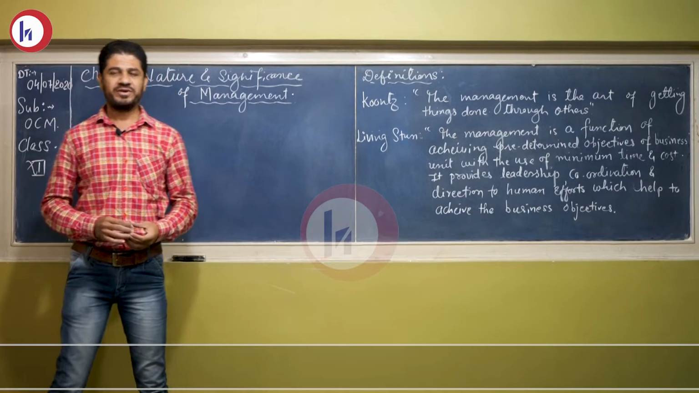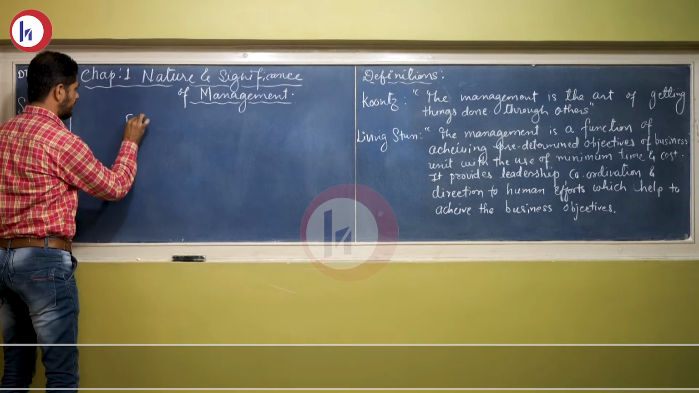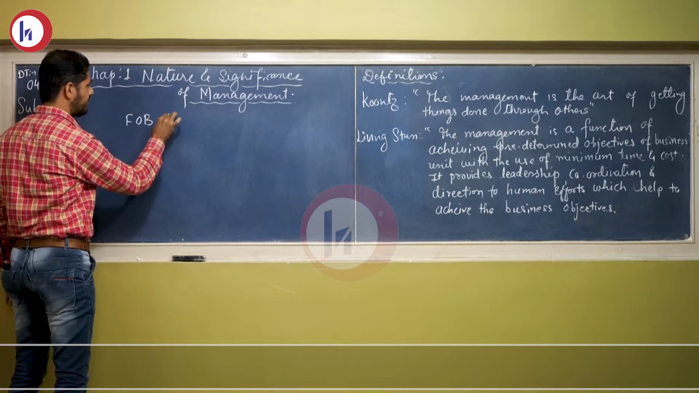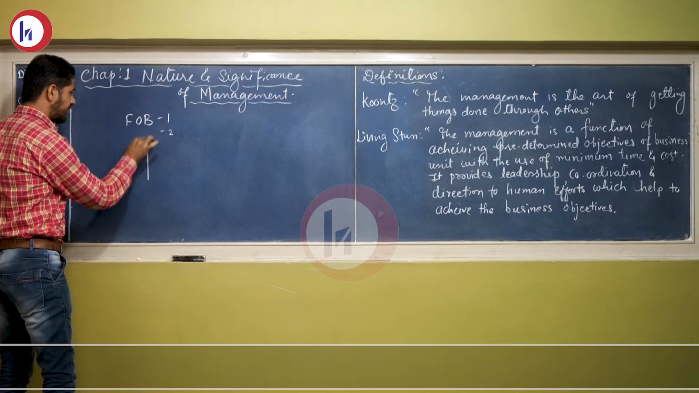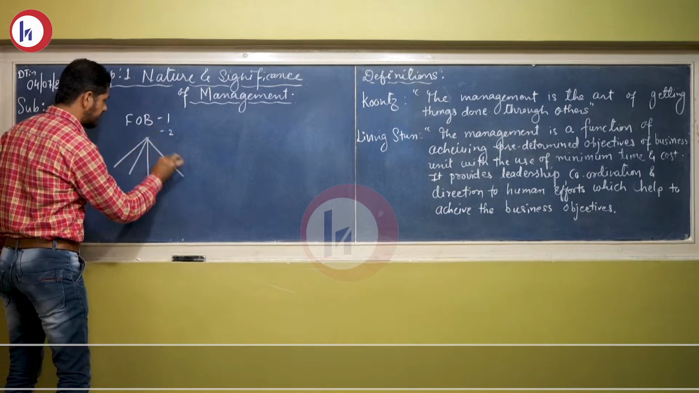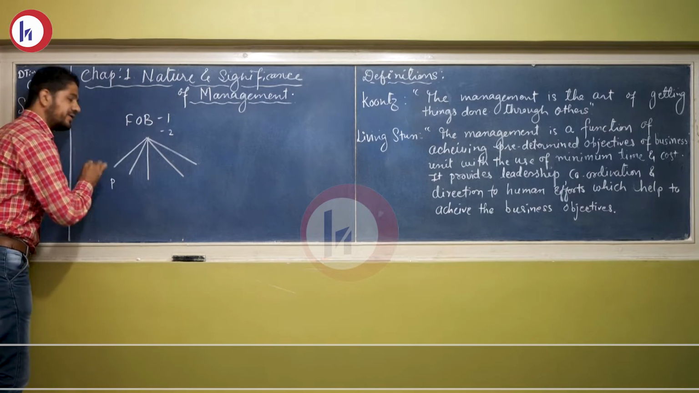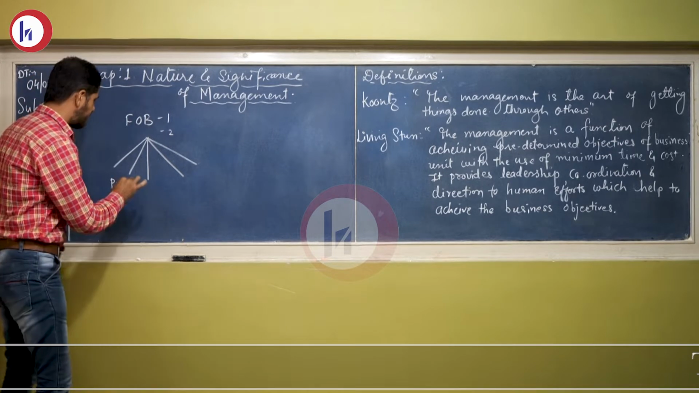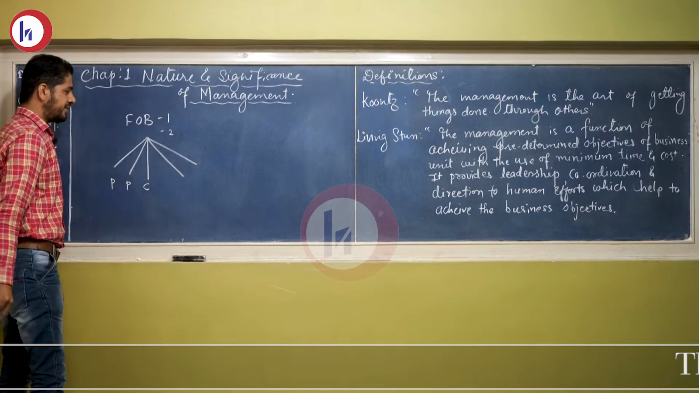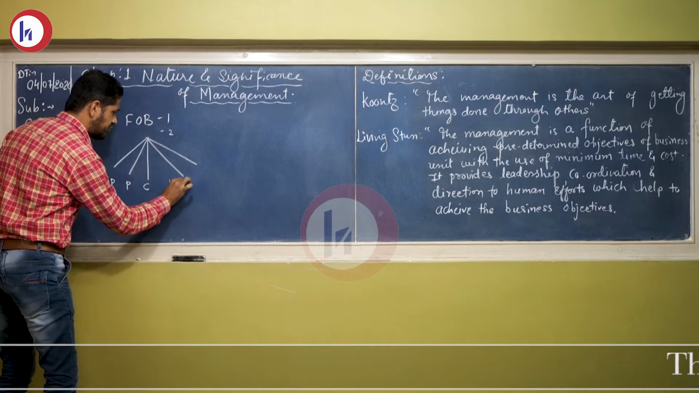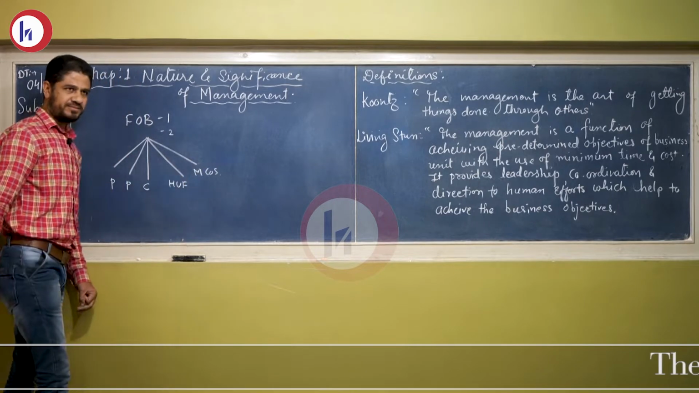Hello friends, we have studied a chapter in 11th standard, form of business organization 1 and 2, in which you have studied that a person can do a business in 5 ways. Number 1, a proprietorship. Number 2, partnership. Number 3, company. Number 4, HUF, or he may be the member of cooperative society.